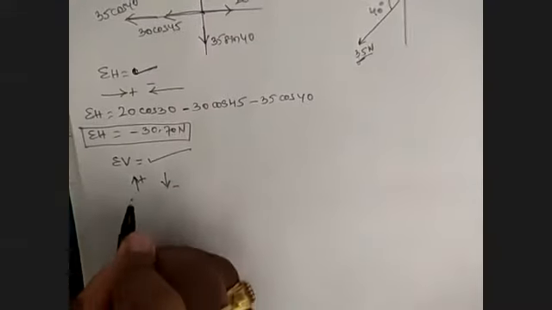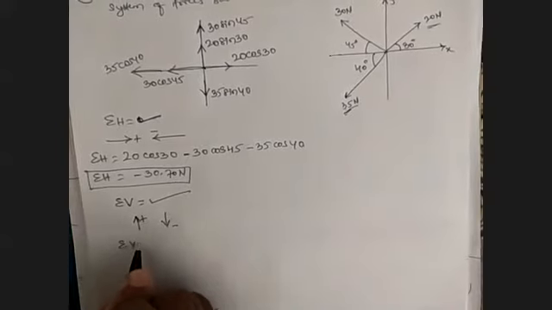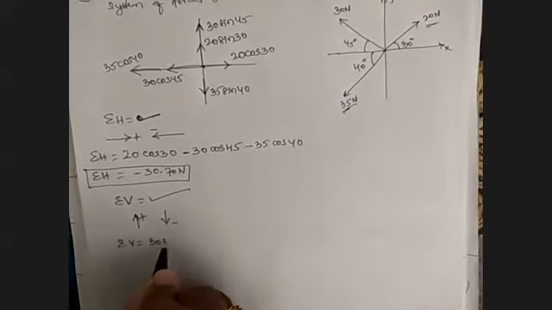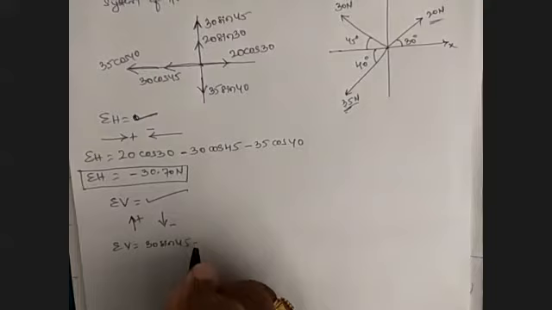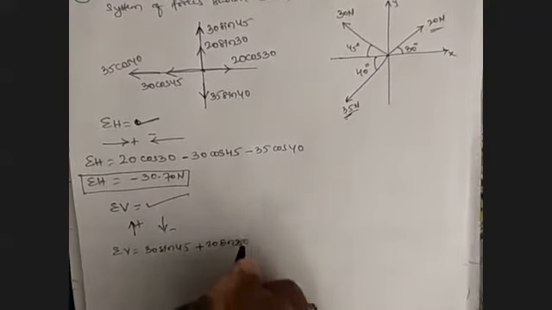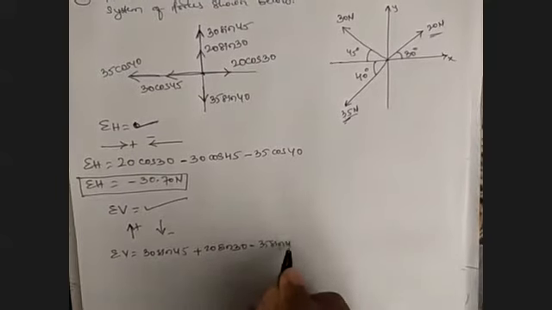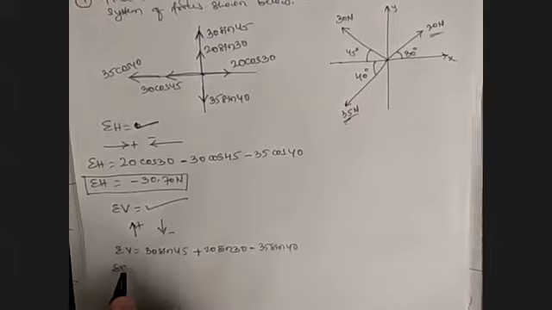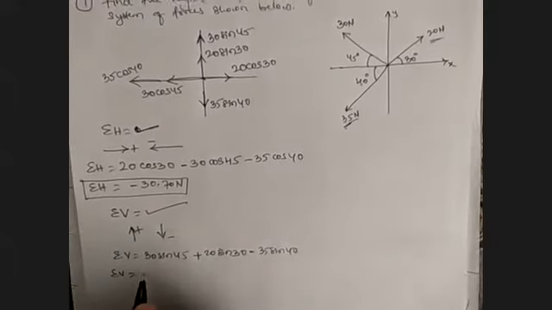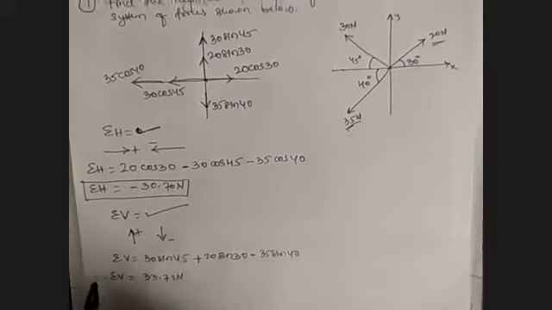Okay. Now look at the figure first. How many in the result component? Two are acting upward, one is acting downward. So here summation of V is equal to 30 sin 45, which is acting upward, plus 20 sin 30, which is also acting upward, plus minus 35 sin 40. Just make use of your calculator and work out. You will get summation of V is equal to 33.72 Newton.